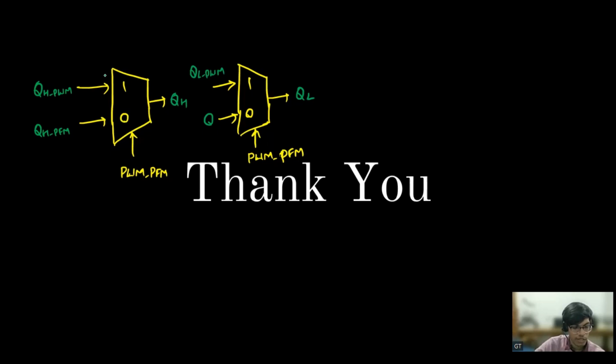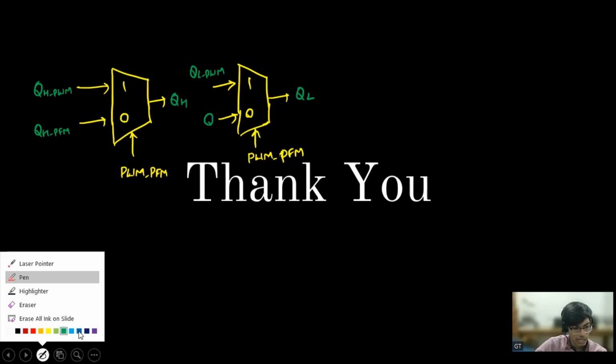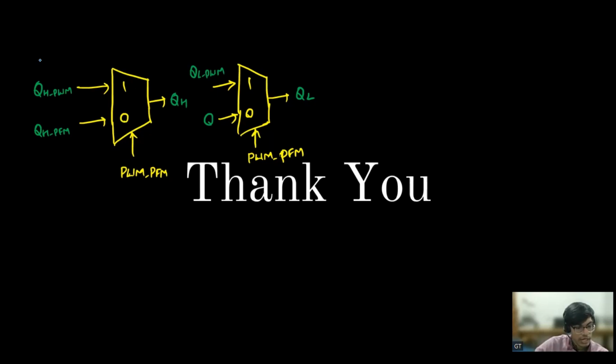For 1 I have used PWM, which means when my select line is 1, the high side will come from PWM and the low side will also come from PWM. When it is 0, the high side will get its gate signal from PFM, and the low side will also get it from PFM. The other way, which I'd like to call SR's way, is with QH PFM for select line 1. In that case, for 0 both the high side and low side should get the gate signals from PWM operation, so this one will be QH PWM and this one will be QL PWM.